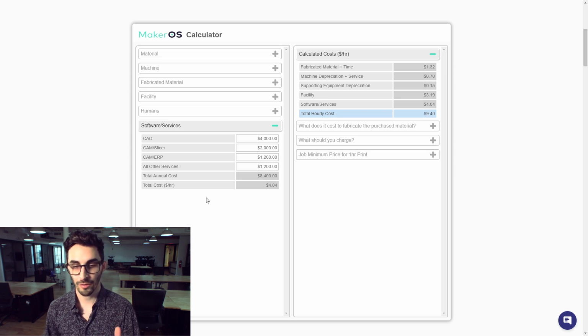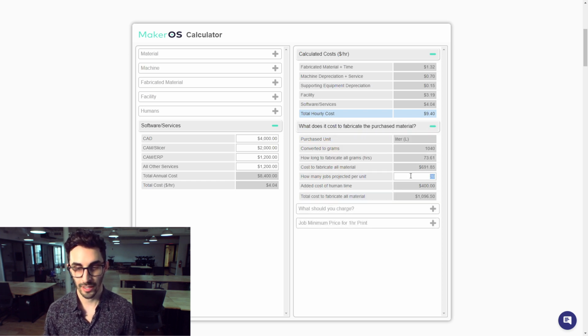So if we look at all of those things on the right-hand side, and we figure that our total hourly cost is $9.40, let's figure out, when we bring this back from the very beginning, what does it actually cost to fabricate 1 liter of SLA material? So let's bring it here for a second, and I'm gonna zero this one out. The cost of fabrication of that 1 liter of material is $691.85. Now this might, again, scare a few others.